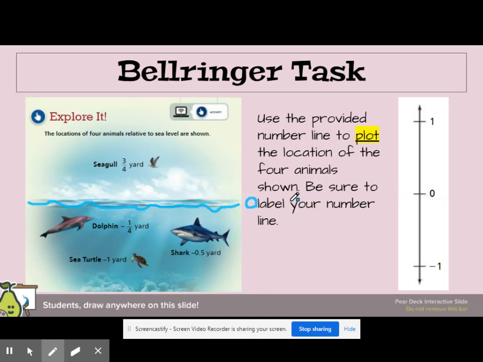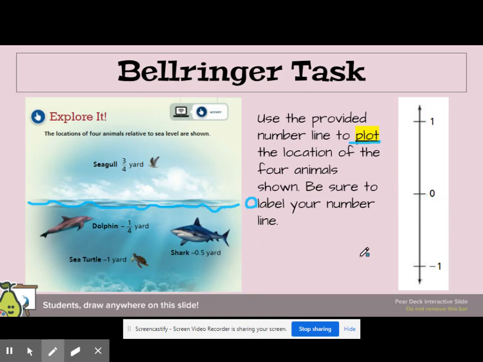It's our 0 line. Okay, so we have a seagull that's 3/4 yards above the water. A dolphin is a fourth of a yard below. The shark is 5/10 below, and the sea turtle is 1 yard below. Below is negative. So your directions are to use the provided number line to plot, put dots of the location of the 4 animals that are shown in the picture. And make sure you label your number line. So if you are watching the replay, you might want to get a piece of paper and a pen or a pencil, jot down this vertical up and down number line, and see if you can put dots where each of these animals go.